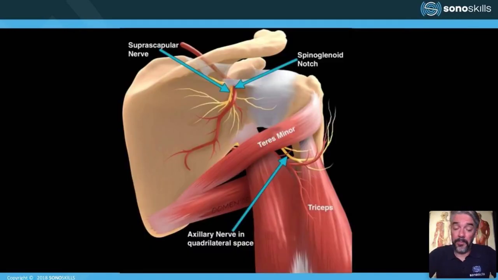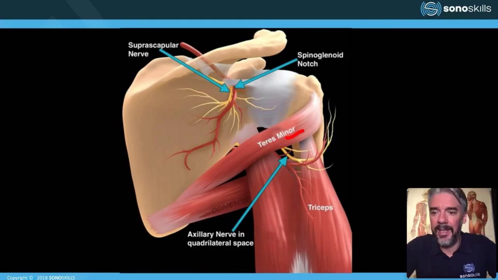This is another point. Some people showed their interest. I got some emails: could you please highlight the quadrilateral space? Of course I can. But it's not as easy as it sounds, because the quadrilateral space is very hard to image, and the interpretation of the image is a little bit harder.